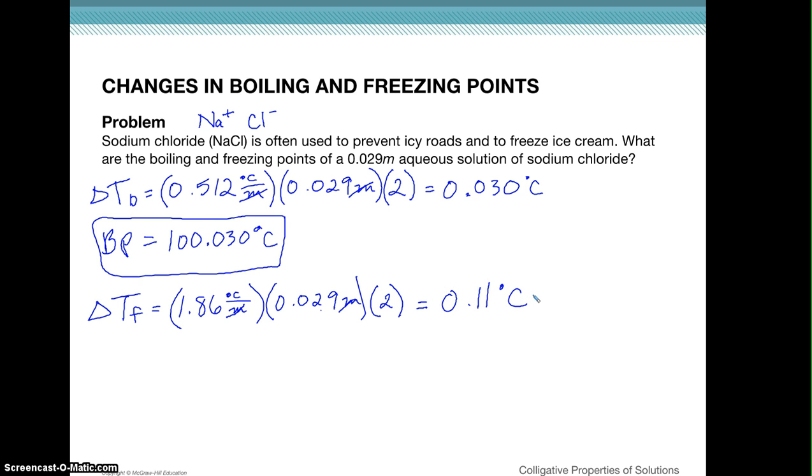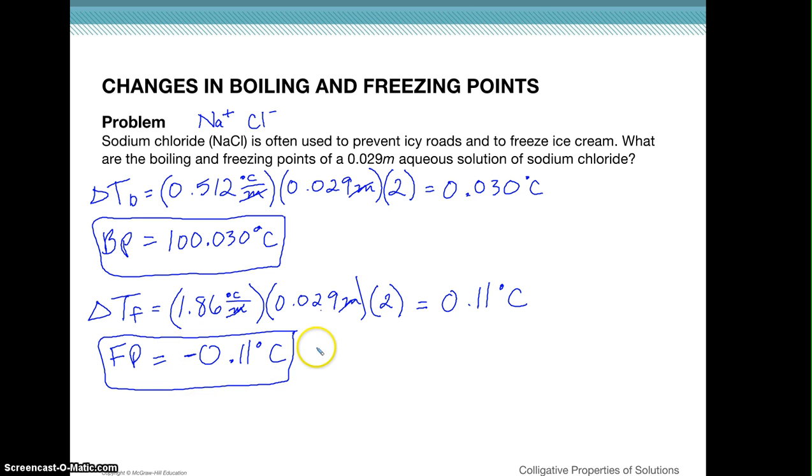Okay, so what does that mean? Well, if you remember, the freezing point goes down. So water generally freezes at 0 degrees Celsius. It's going to go down by this much. So our freezing point is negative 0.11 degrees Celsius. So you have to remember the boiling point goes up, the freezing point goes down, and we will be practicing more of these calculations in class.